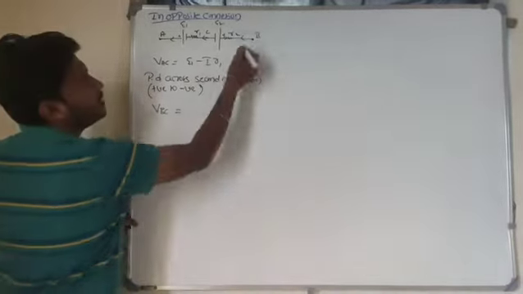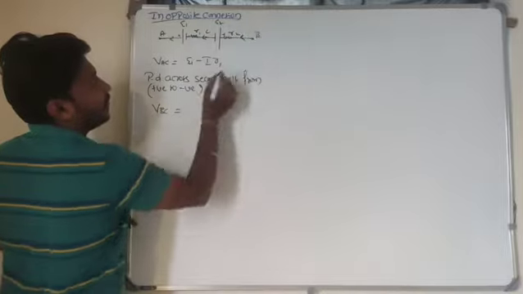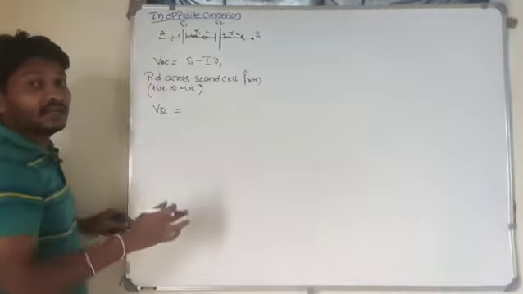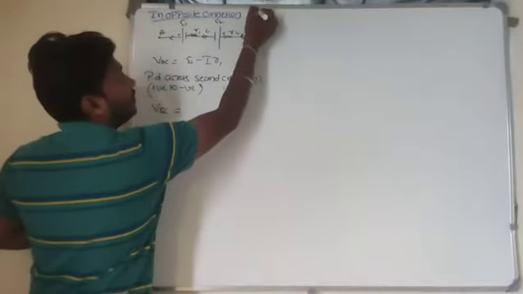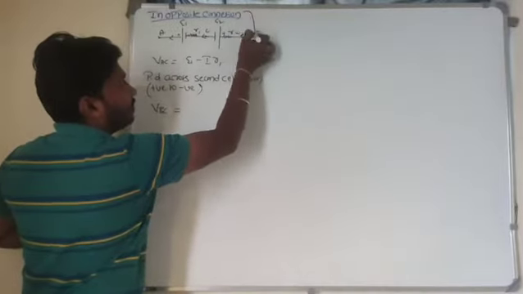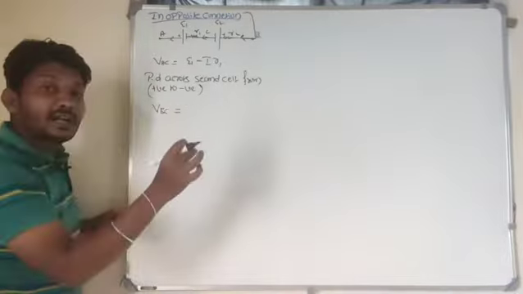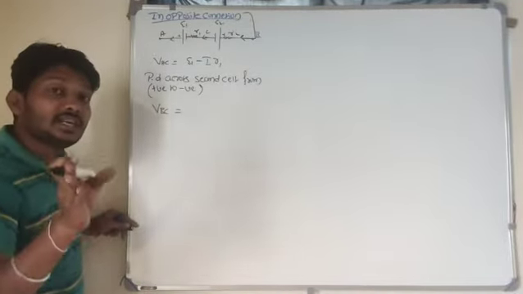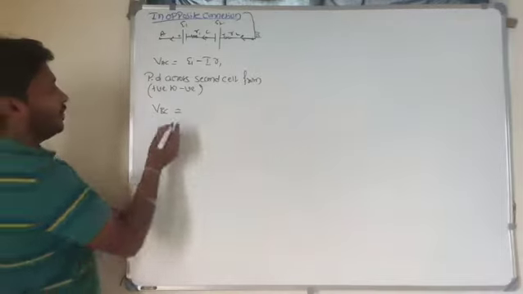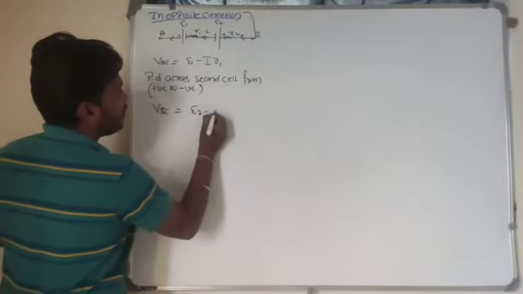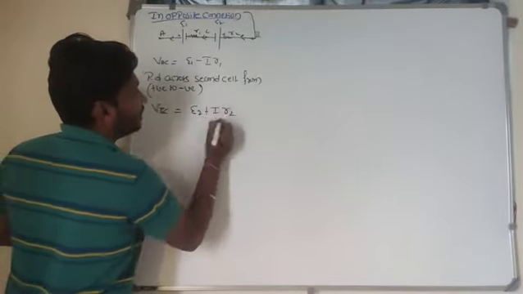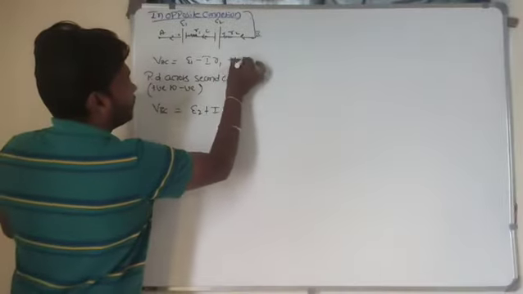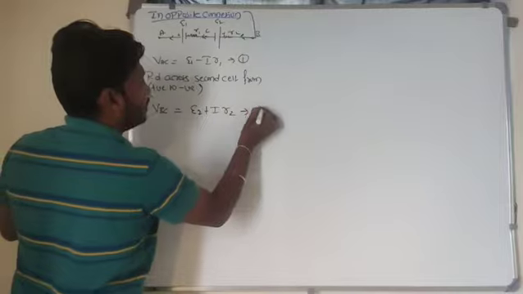Look here: current is flowing from the circuit into the second cell. If current is flowing from the circuit to the cell, what kind of cell is it? It is a charging cell. For a charging cell, what is the equation? E plus I into R. So I take the same thing here, E plus I into R.